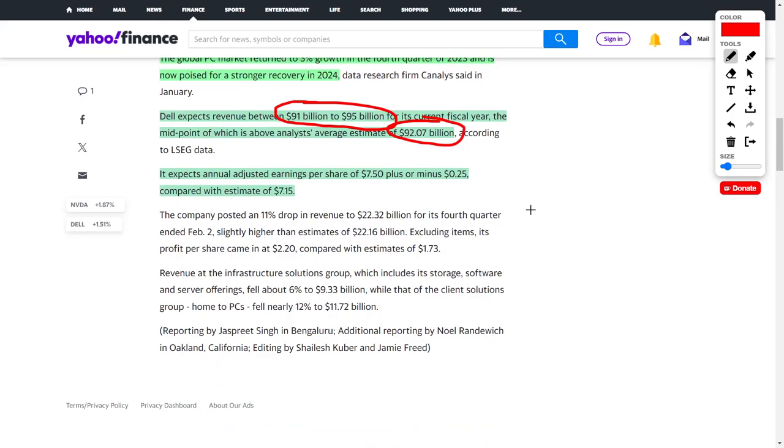But the good news doesn't stop there. Dell also expects that their annual adjusted earnings per share will come in at $7.50, plus or minus 25 cents on the per share basis. And this compares very positively with what analysts are estimating, because they believe the company would only bring in $7.15. Therefore, this company is receiving great growth momentum, they have great future forecasts, and they are anticipated to beat on the expectations in regards to their revenue and earnings per share for the entire year. So these are very positive news updates for Dell.